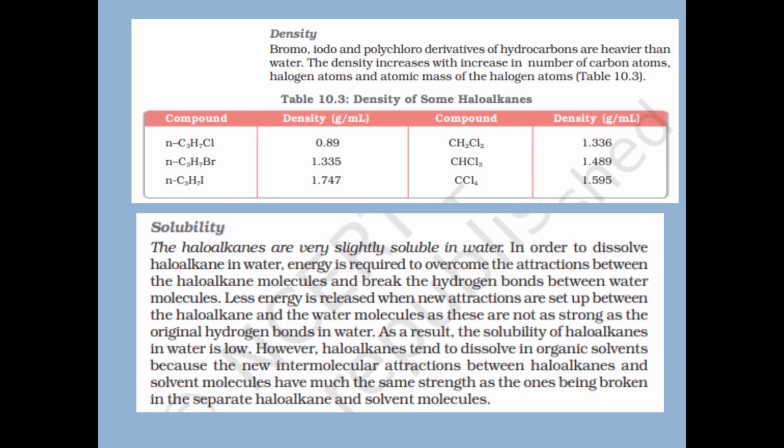Density: bromo, iodo and polychloro derivatives of hydrocarbons are heavier than water. Thus, the density increases with the increasing number of carbon atoms, the number of halogen atoms, and the atomic mass of the halogen atoms.